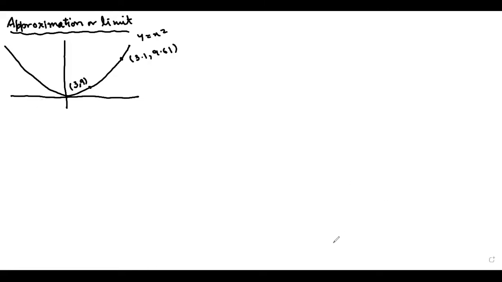A line joining these 2 points is known as secant line.